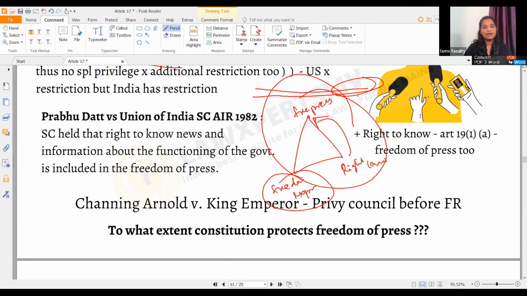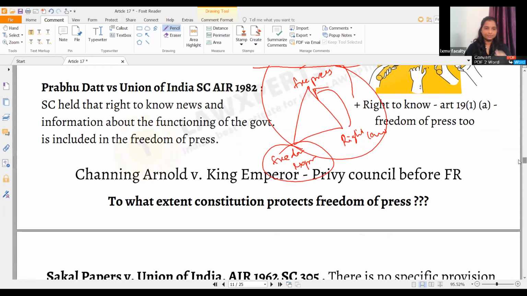Okay. Now, if you talk about freedom of press, its importance has been given in a lot of case law. One such case law is Prabhu Dutt versus Union of India. They have said that the right to know news and information is very, very important for a government to function, that too in a democracy. That's why Article 19 clause 1 clause A includes freedom of press too.